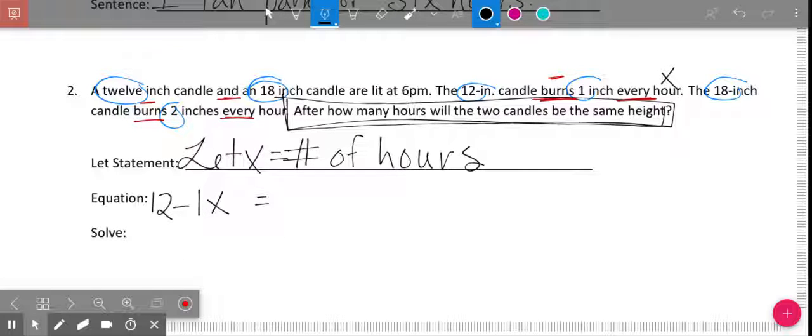is equal to the 18-inch candle, and it burns, so it loses, subtracts 2 inches every hour. Well, we said hour was x's, and every is multiplication, so 2x.